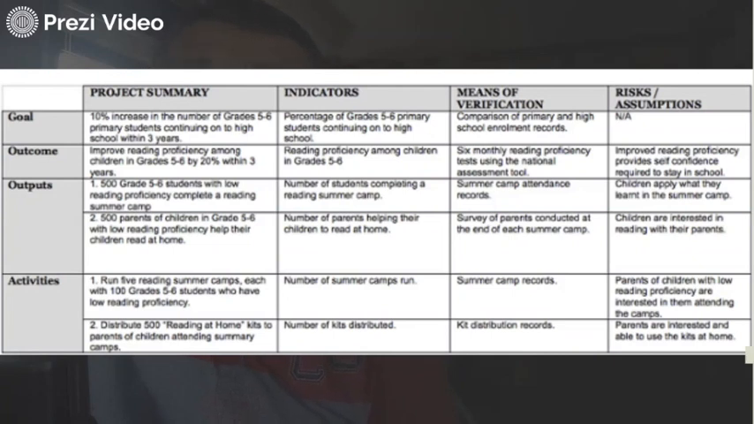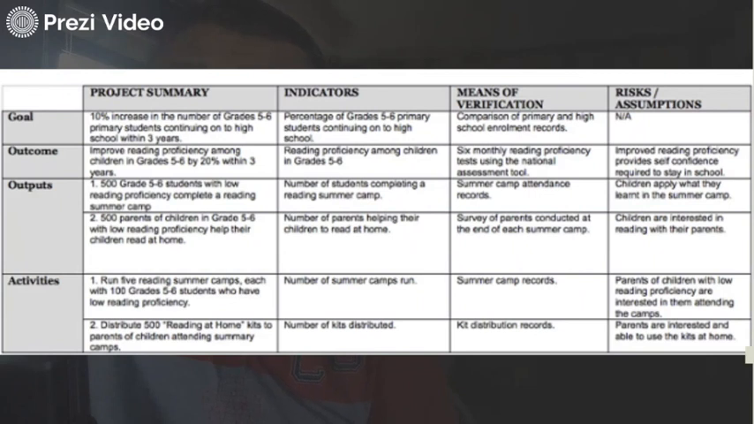Another output is 500 parents of children in grades 5 and 6 with low reading proficiency help their children read at home. And the indicator would be the number of parents helping their children to read at home. The means of verification is the survey of parents conducted at the end of each summer camp, and the assumption is that children are interested in reading with their parents.